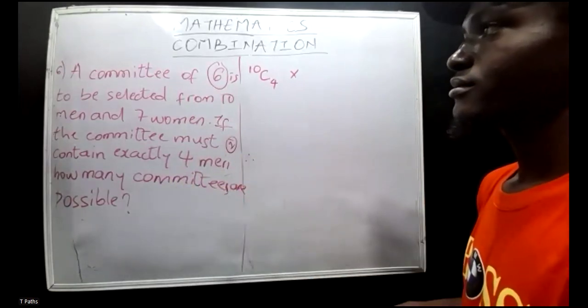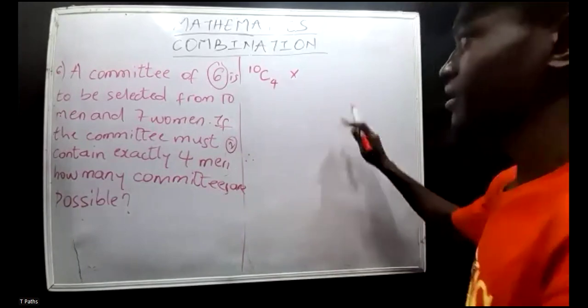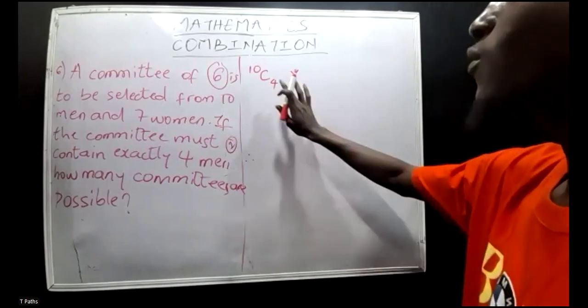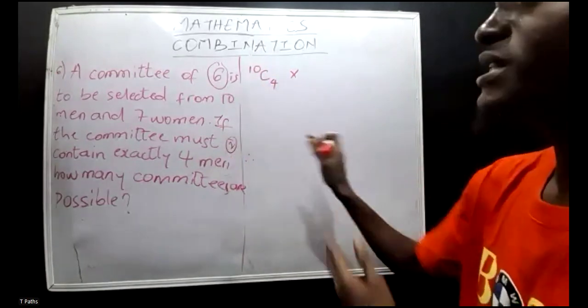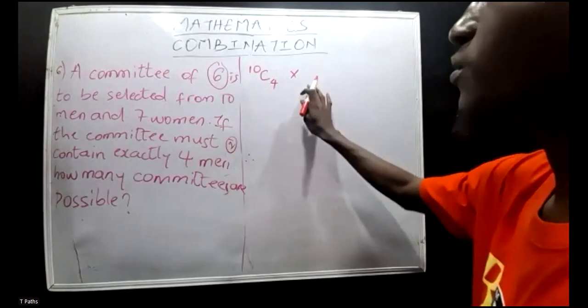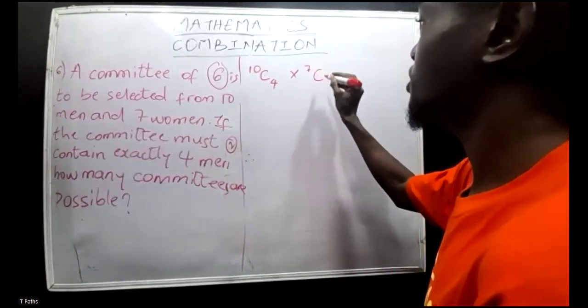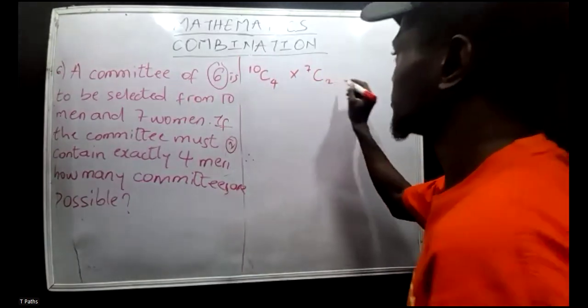Hello, class. Is it clear? Yes, sir. So if you are selecting 4 from the men's side, the remaining 2 is coming from the ladies' side. So what are we multiplying this with? The total is 7. So we have 7 combination 2, the 2 we are selecting from the ladies.